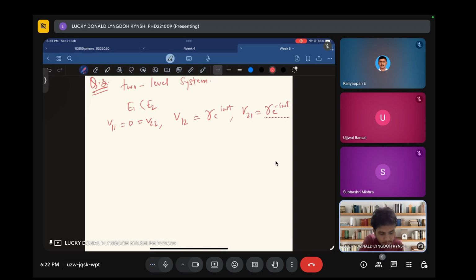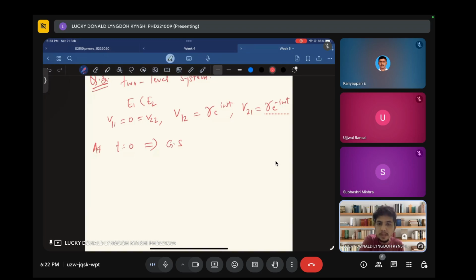Now, at t equal to 0, it is assumed that it is in the ground state, like we have assumed in the previous case. That means only the ground state is populated. So at t equal to 0, C1 of 0 is equal to 1, and C2 of 0 equal to 0. These C1 and C2 are your constant terms. That means find |C1(t)|² and |C2(t)|².